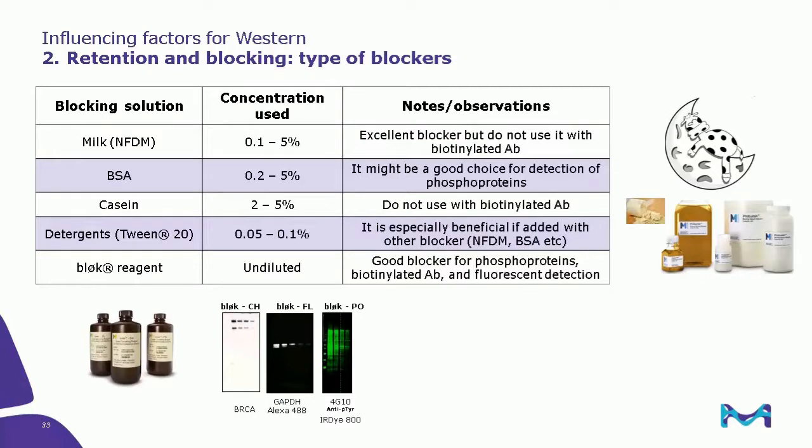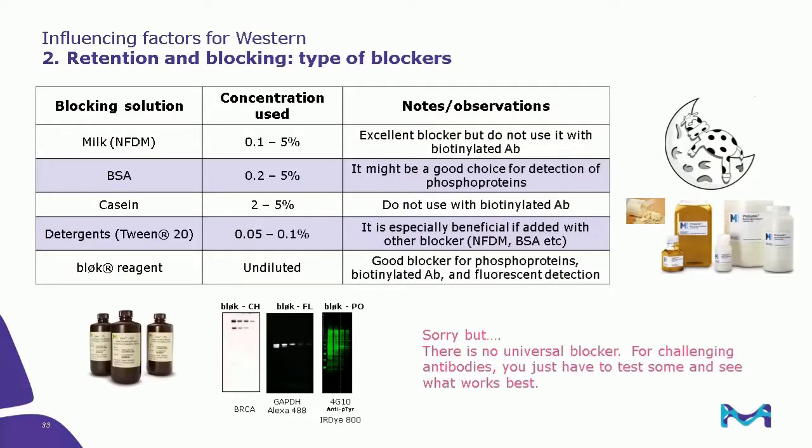Blockers in general can be divided into protein-based and chemical-based. While protein-based blockers such as non-fat dry milk are very commonly used, they're not chemically defined and can cause variability, particularly if you're using biotin-related antibodies or trying to detect phosphoproteins. Chemical-based blockers are by nature defined and will offer more consistent results. However, there is no real universal blocker. If you're dealing with difficult antibodies, you need to test and find out what works best for you.